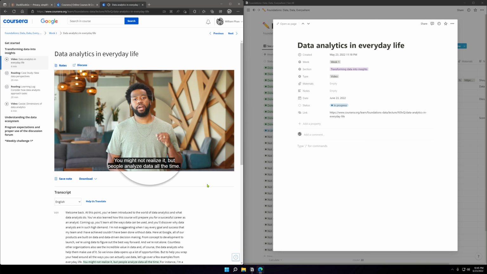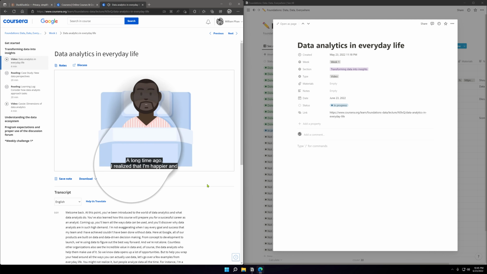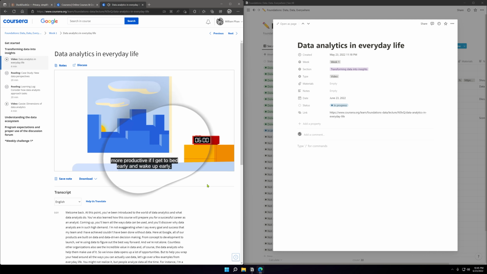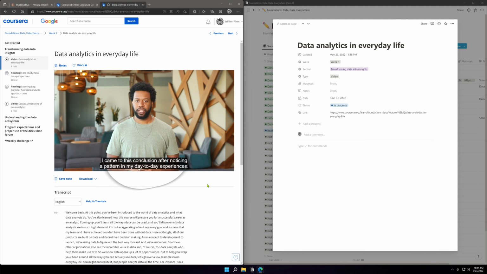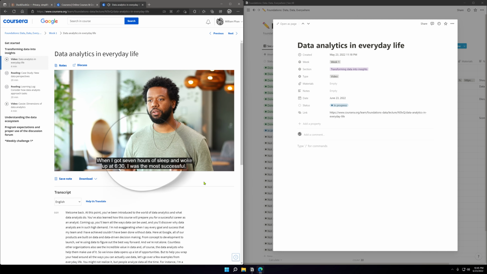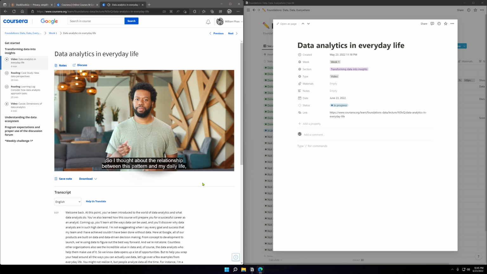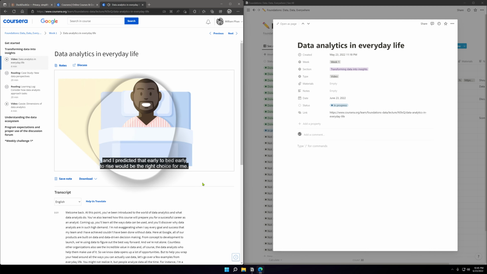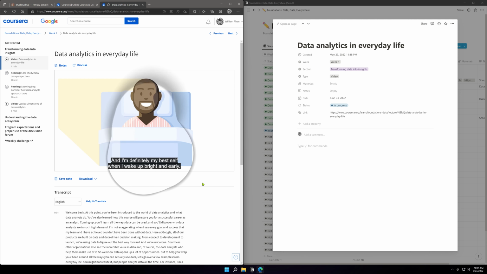You might not realize it, but people analyze data all the time. For instance, I'm a morning person. A long time ago, I realized that I'm happier and more productive if I get to bed early and wake up early. I came to this conclusion after noticing a pattern in my day-to-day experiences. When I got 7 hours of sleep and woke up at 6:30, I was the most successful. So I thought about the relationship between this pattern and my daily life. And I predicted that early to bed, early to rise would be the right choice for me. And I'm definitely my best self when I wake up bright and early.